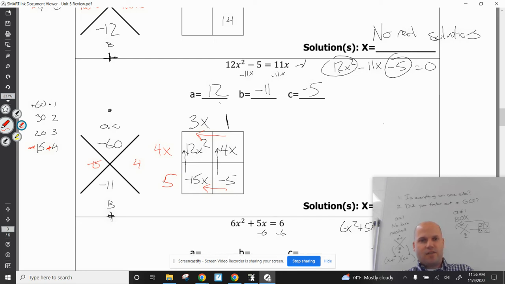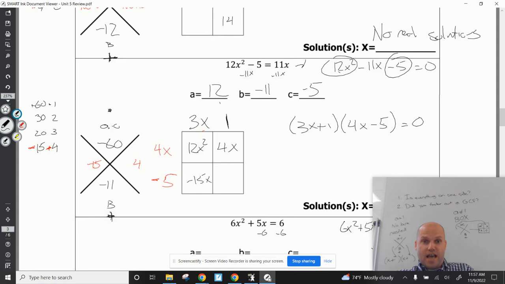5 times 1 is not -5. That's why I put a -5. Okay? Now I double check. Imagine this wasn't here and I asked you, hey guys, can you multiply 3x plus 1 and 4x minus 5 for me and tell me what this is in standard form? Well, you'd say 12x squared, 4x, -15x. This is multiplying -5. -15x and 4x combined to be -11x. Boom. I multiply these together, I get this. I've gone backwards. I get this. Great. But we're not done yet.